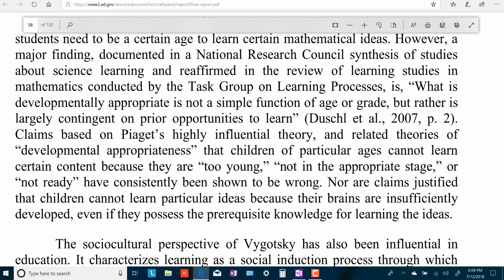And they go on to say, "Claims based on Piaget's highly influential theory and related theories of developmental appropriateness that children of particular ages cannot learn certain content because they are too young, not in the appropriate stage, or not ready have consistently been shown to be wrong. Nor are claims justified that children cannot learn particular ideas because their brains are insufficiently developed, even if they possess the prerequisite knowledge for learning the ideas."